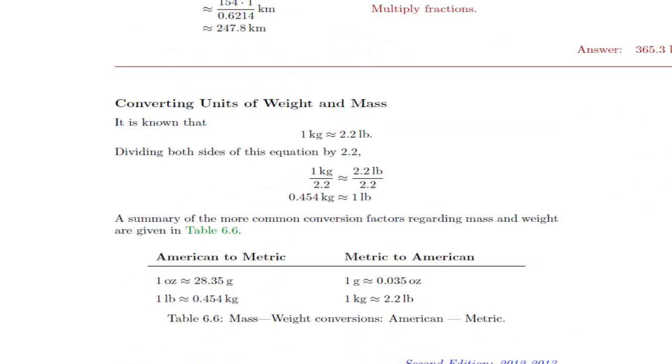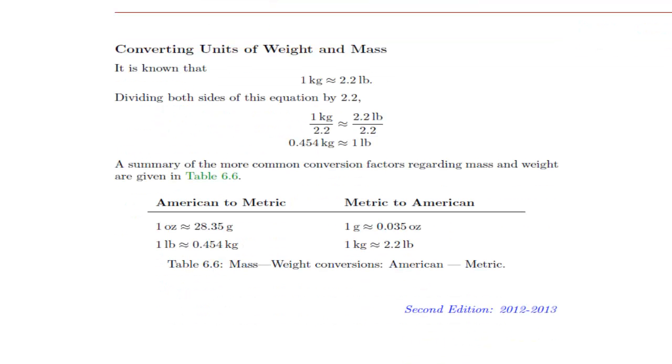Converting units of weight and mass. It is known that 1 kilogram approximately equals 2.2 pounds. Dividing both sides of this equation by 2.2, we get 0.454 kilograms approximately equals 1 pound. A summary of the more common conversion factors regarding mass and weight are given in table 6.6.